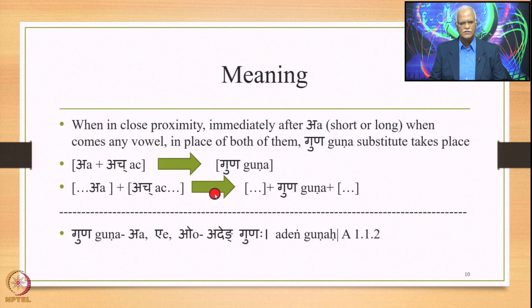By the way, guna is defined by Panini in 112 as adeng, adeng gunaha. That's the sutra. What it means is that in this vyakarana of Panini, in the Ashtadhyayi, the word guna stands for a, e, and o, three sounds. They are termed as guna by the sutra adeng gunaha, 112.